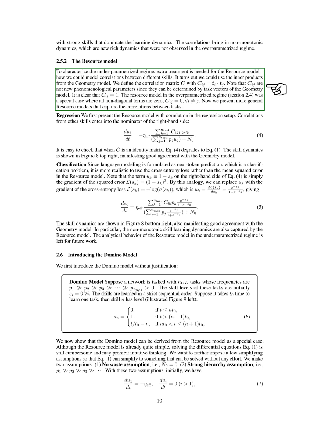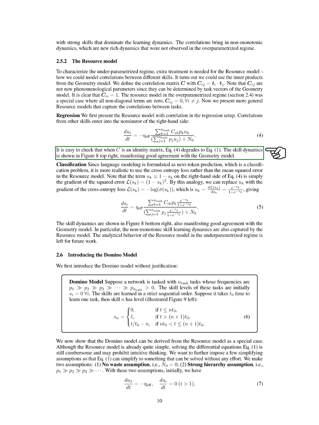In the regression setup, we see that correlations from other skills influence the learning process. When the correlation matrix is an identity matrix, our equations simplify. The skill dynamics align well with the geometry model. In the classification setup, we focus on next token prediction, which is more realistic for language modeling. We can replace certain terms with gradients from the cross-entropy loss, and the resulting skill dynamics also match the geometry model, capturing the nonlinear learning dynamics.